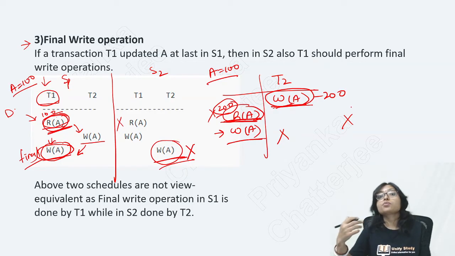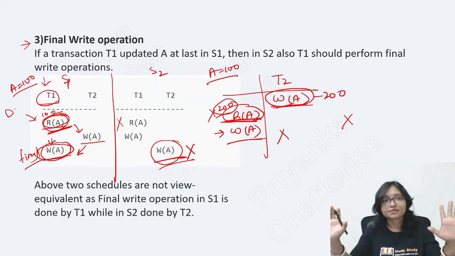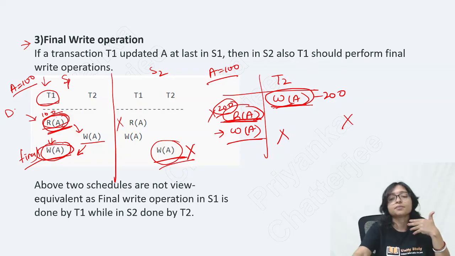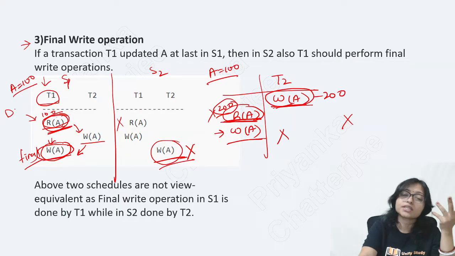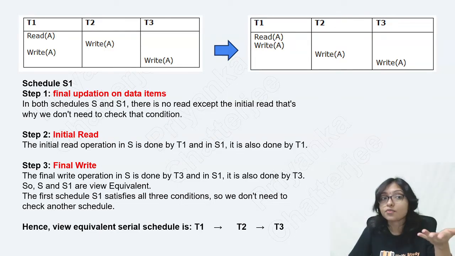So at the time of swapping, you have to keep all these things in your mind. That is very important. And that's why in view serializability, most of the time students get confused. So step by step, try to go ahead. What I have to do?